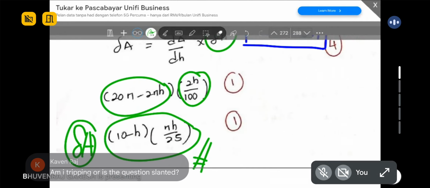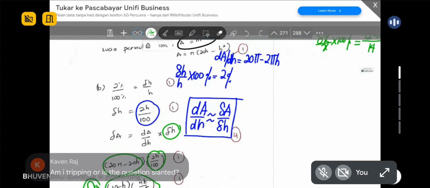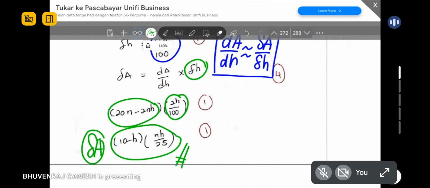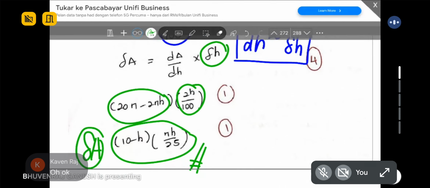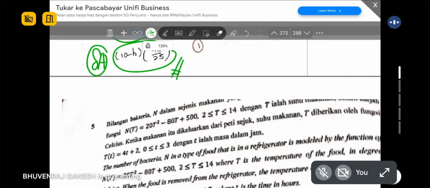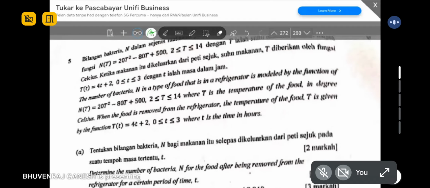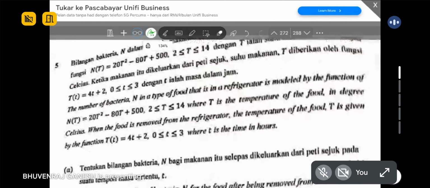So delta A is, yeah. The question is slanted one. The original question is slanted. Sorry guys. Understand how to do it? Faham guys? All clear? Okay, next one. Question 5. If you guys got question, just tell me.